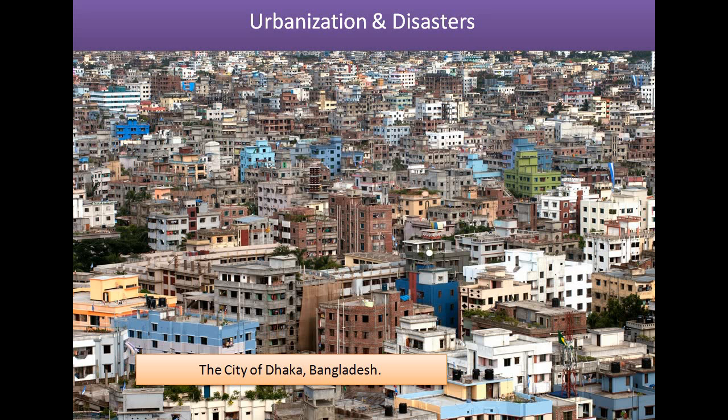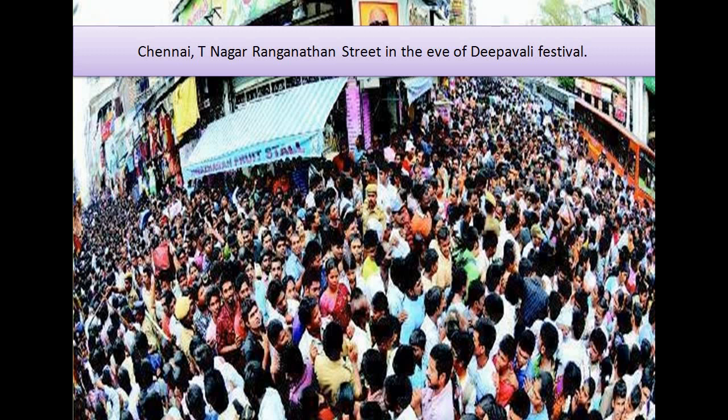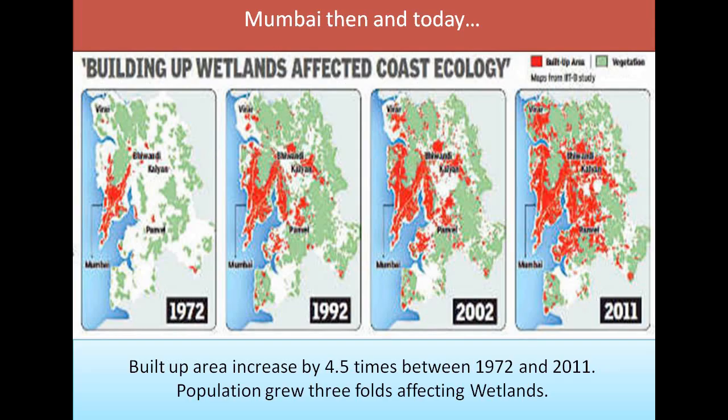And see, this is urbanization and disasters. The city of Dhaka in Bangladesh, and this is Mumbai, a crowded railway station. See how crowded it is; if there are any small problems, all the people will be affected. This is Chennai T Nagar Ranganathan Street on the eve of the Deepavali festival. This image tells you about Mumbai. The greenery in Mumbai has slowly disappeared, and the red area is the built up area. The green vegetation area is disappearing and the built up area is increasing. These statistics were taken in 2011, and now there will be more buildings as well.